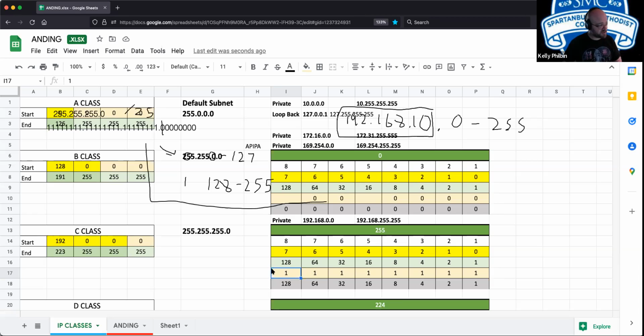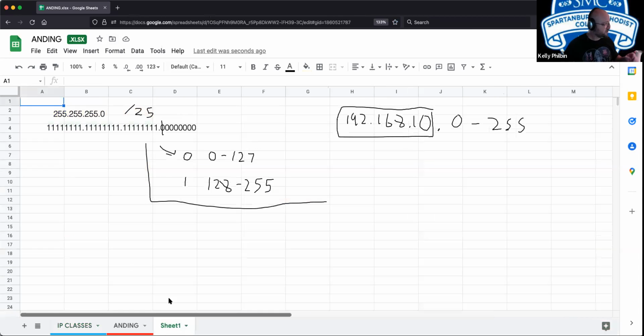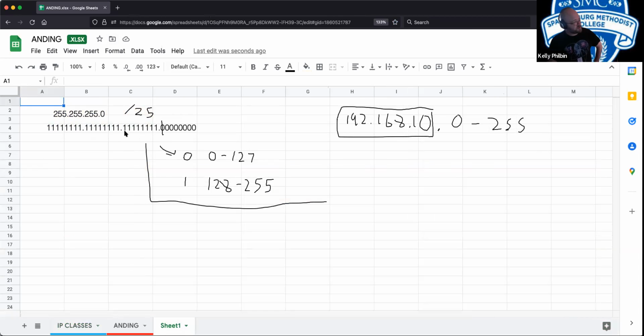So, if we only use the first bit, that is /25. Let me go back to our other sheet here so we can clearly see it. /24 only brought us to here. /25 gave us one more bit past the dot, right? One more bit into that octet. Yes, Susan.